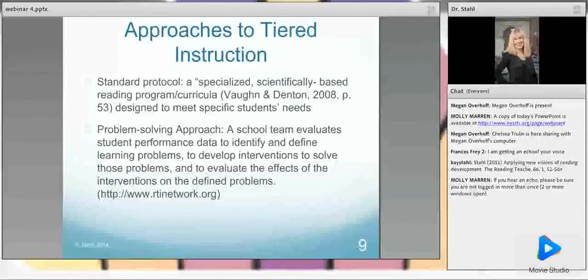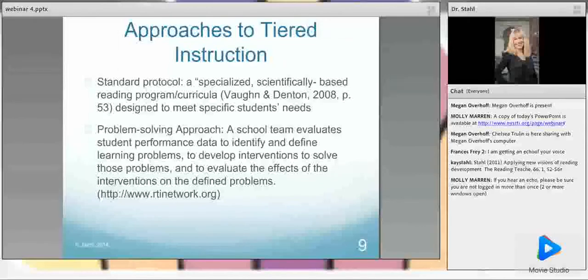I do want to take a minute to define a couple of approaches that are commonly used within Tier 2 and Tier 3. You will frequently hear a protocol being described as a standard protocol. Vaughn and Denton define a standard protocol as a specialized, scientifically based reading program or curricula designed to meet specific student needs.